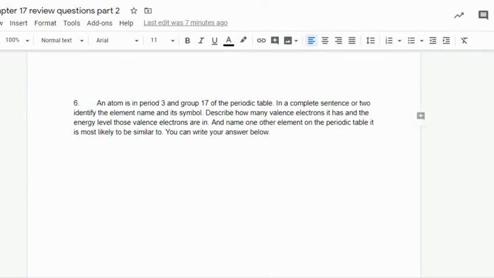How many available valence electrons does it have? In that group, in that column, everything has 7 valence electrons. The valence electrons are in the third energy level. That's what period 3 means: the valence electrons are in the third energy level. Name one other element in the periodic table it is most likely to be similar to. Any one of the elements in that column is most likely to be similar to it, so fluorine, bromine, iodine, any of those. That is the answer to number 6.